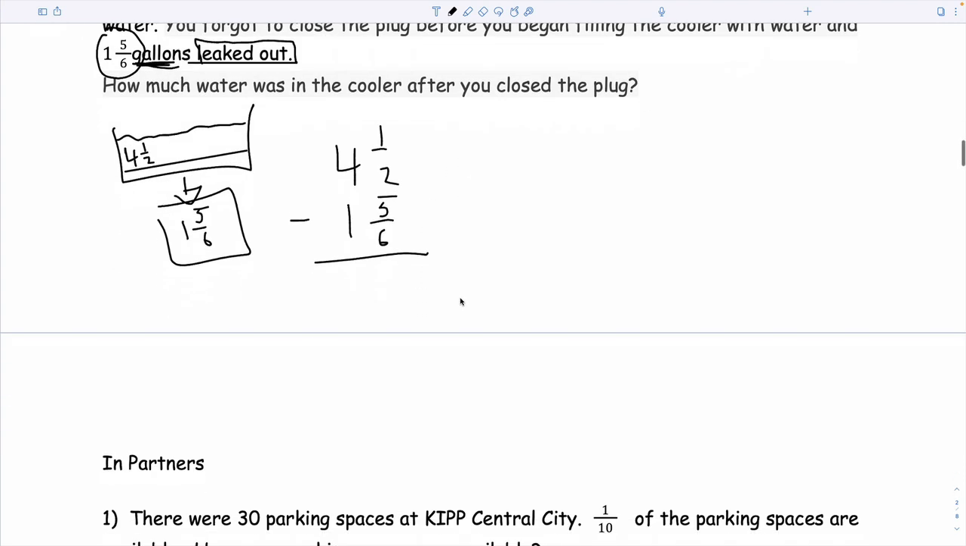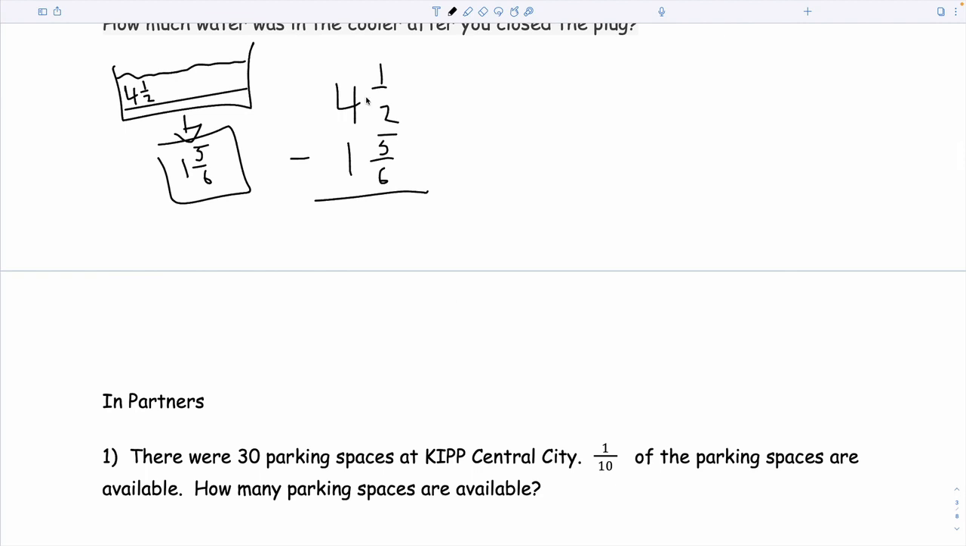Stack because you're adding or subtracting. And I can't subtract these. 2 and 6 have different denominators. So let's make 1/2 into a 6. What's the LCM of 2 and 6? Well, that's just 6. So let's make that 2 into a 6 by multiplying by 3. 4 and 3/6, minus 1 and 5/6. I can't do it.